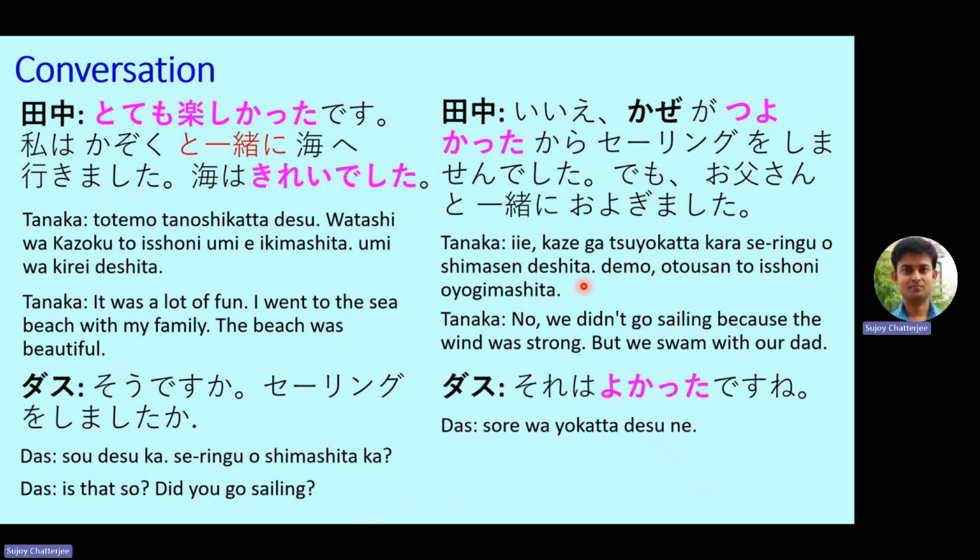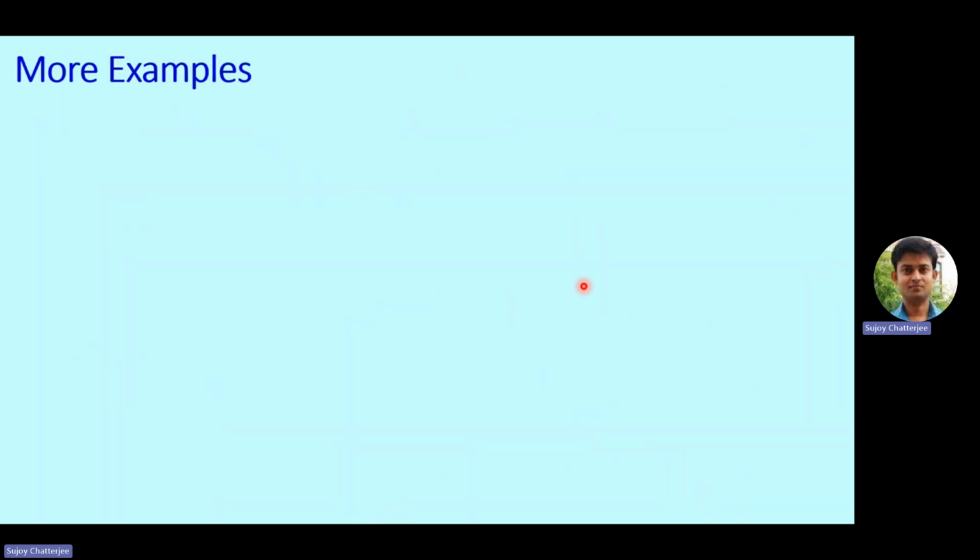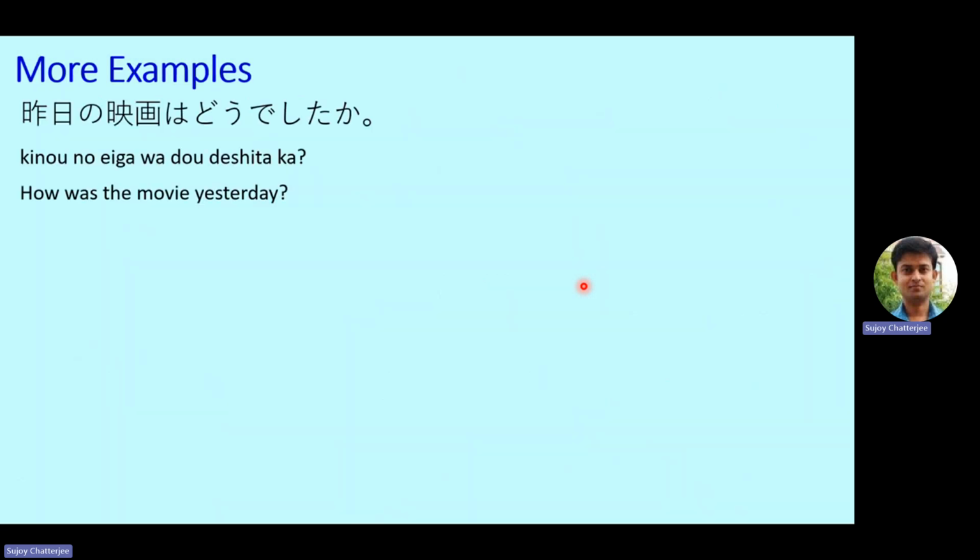So finally, Das-san says, "Soreva yokatta desu ne." Then he also says that that's really nice. That's good. So do practice this conversation loudly so that you have the pronunciation practice as well. Now let's look at some more examples.